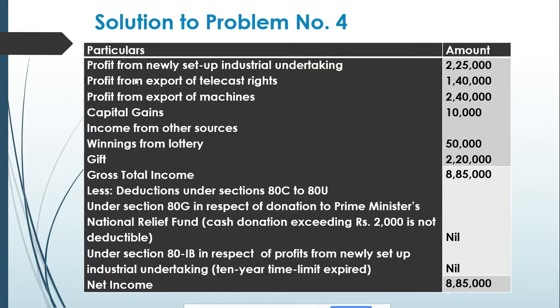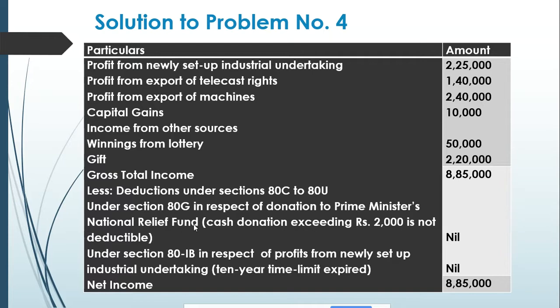Now solutions. Profit from newly set up industrial undertaking 2,25,000. Profit from export of telecast rights 1,40,000. Profit from export of machines 2,40,000. Capital gains 10,000. Income from other sources are winnings from lottery as well as gift. So gross total income is 8,85,000. From 8,85,000, deductions under section 80C to 80U are to be considered.